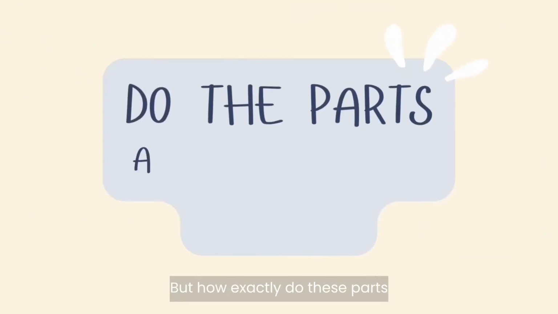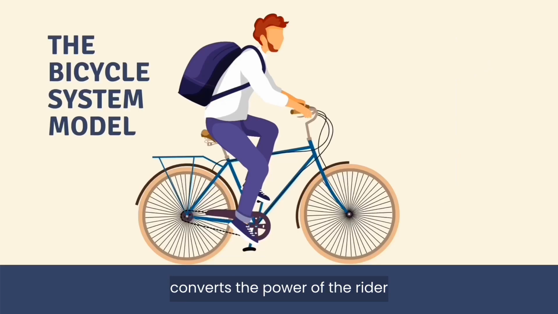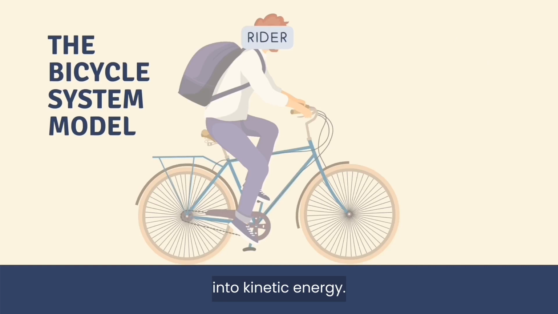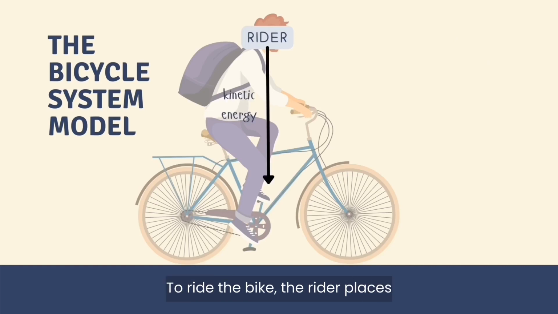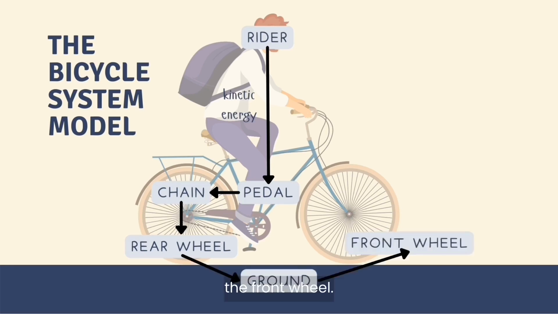But how exactly do these parts affect each other? Generally, a bike efficiently converts the power of the rider into kinetic energy. To ride a bike, the rider places their feet and exerts energy from their leg muscles to push on the pedals. A chain connects the pedals to the back wheel, making it turn as the pedals are pushed. As the back wheel turns, force is applied on the ground and rotates the front wheel. The rotation of both wheels then drives the bicycle forward.